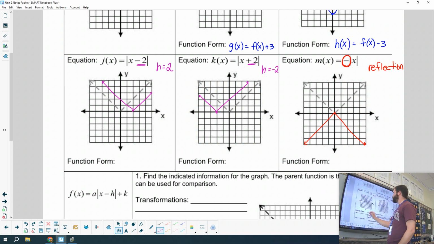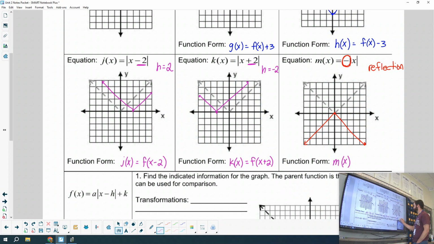My function form for this one is j of x equals f of, and then you're going to write your minus 2 on the inside of the parentheses this time. Same for this one: I'm going to go k of x equals f of x plus 2 on the inside of the parentheses. And in this one, we're going to go m of x equals negative f of x.